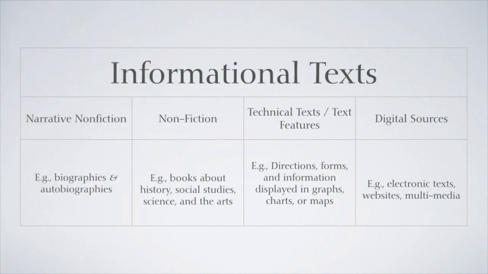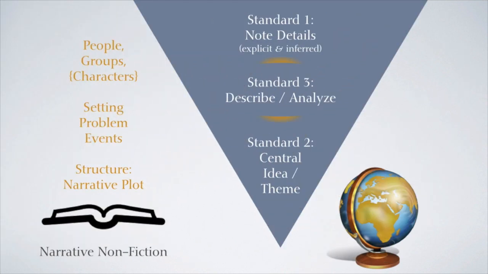But how does this work in informational text? Let's begin by looking at narrative nonfiction, examples of which are biographies and autobiographies. Narrative nonfiction also structurally follows the narrative plot. Narrative nonfiction will therefore also include all of the story elements. Characters will not be fictional but will be people or groups of people. There will be a setting to include time, place, and circumstance. There will be problems, including a central problem that develops the rising action. Events will take readers through the narrative plot. Let's look at an example.